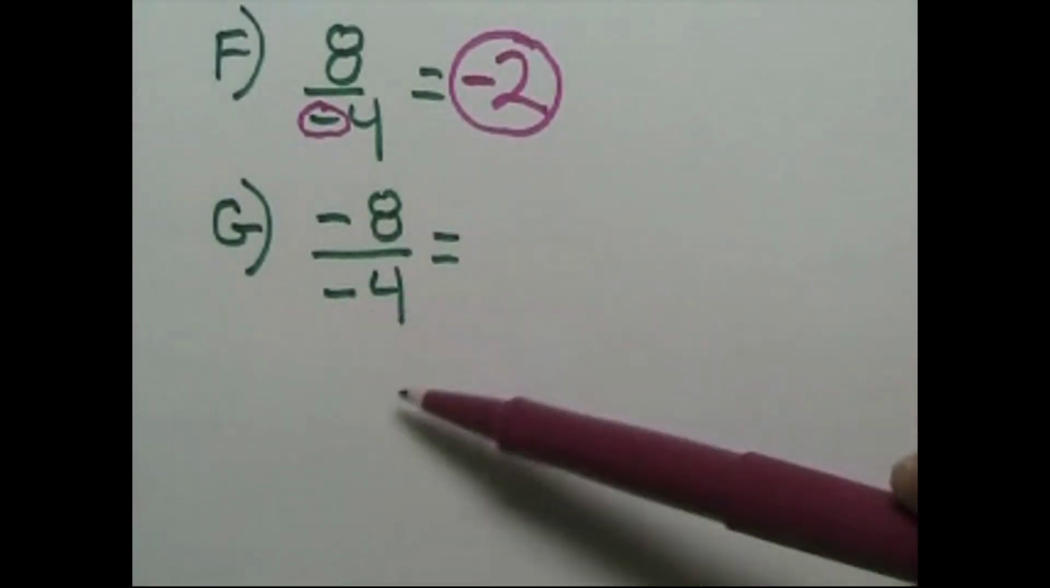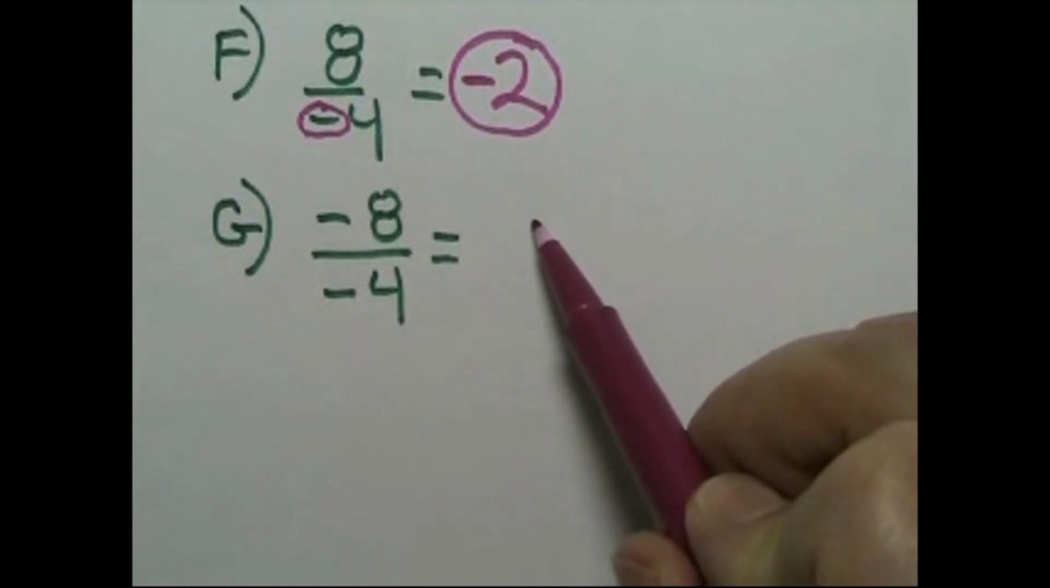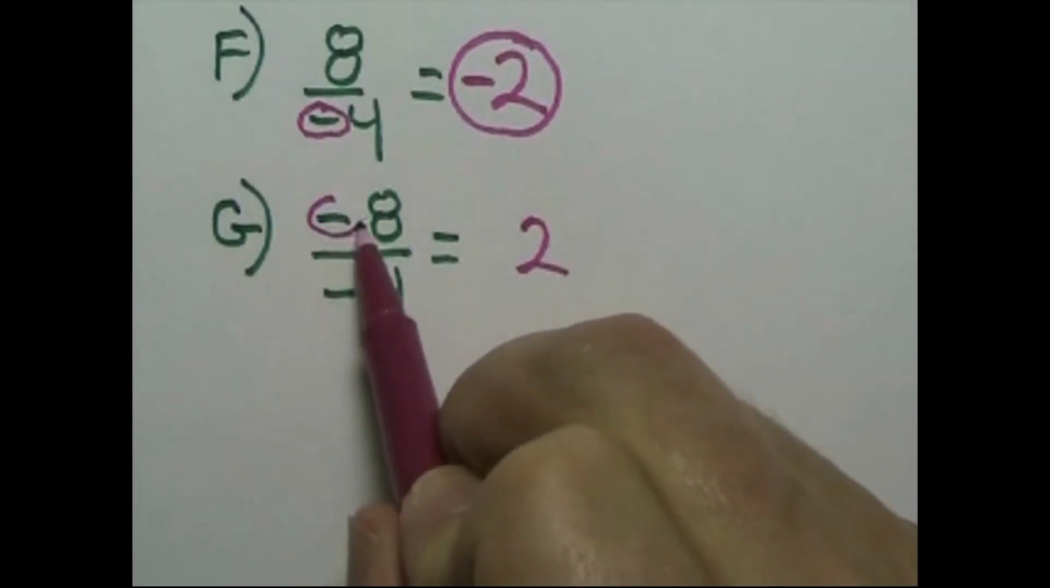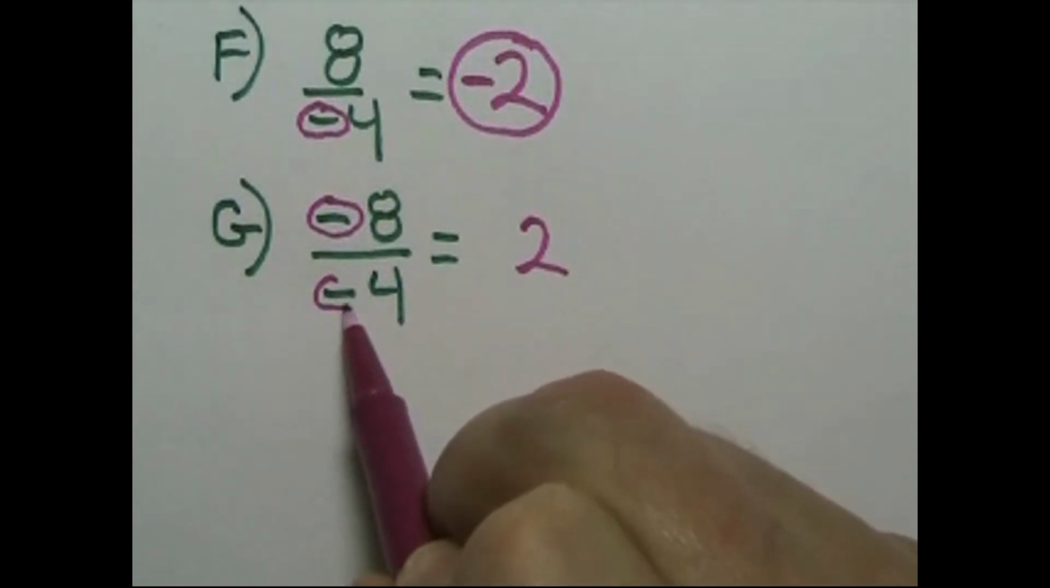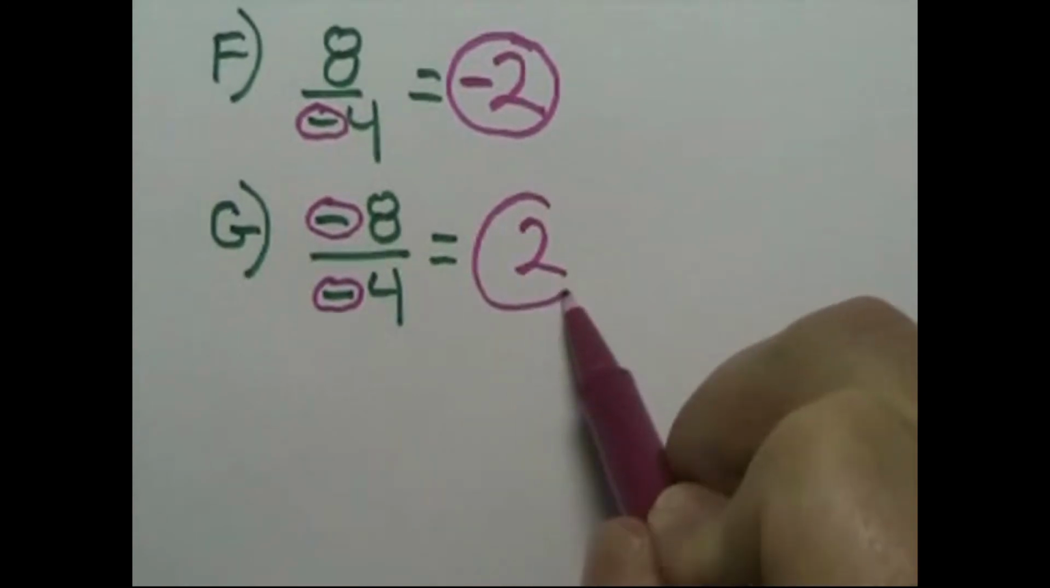Negative 8 over negative 4. So first we divide. 4 goes into 8 twice. Now I count my negatives. I have one negative sign, two negative signs. Two negatives cancel, so you're just left with positive 2.